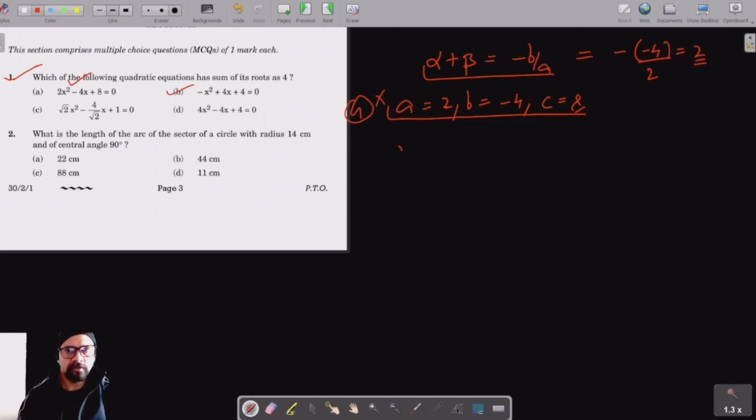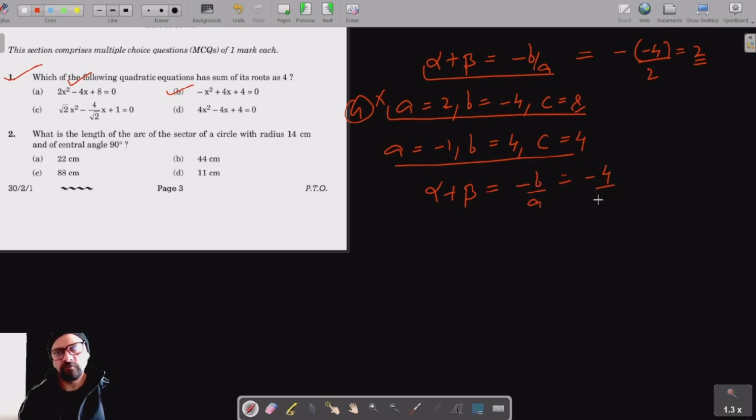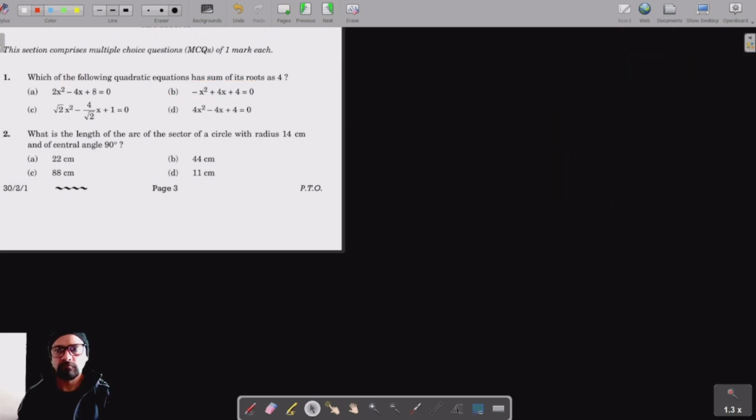For the second equation, a is equal to negative 1, b is equal to 4, and c is equal to 4. If we find the sum of the roots, which is negative b by a, with b as 4 and a as negative 1, this is equal to 4. So the equation which has the sum of its roots as 4 is B, minus x squared plus 4x plus 4 is equal to 0. Let's move on to the second one.